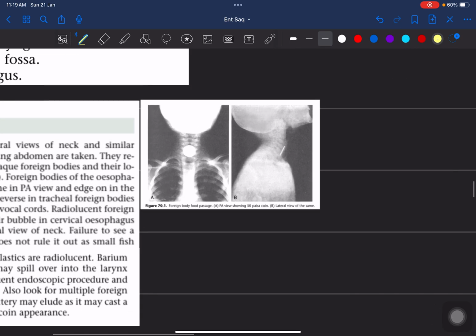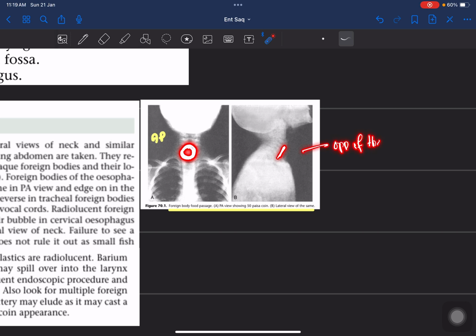If it is placed in esophagus, as you can see right here, in food pipe, food passage, what we can see in AP view is a circular pattern, right? And in lateral view, we can see slit like. And the opposite goes if there is foreign body lodgement in trachea, right? So this is the condition in which the foreign body is lodged into esophagus. And if it is lodged into trachea, then the opposite will happen. That means in AP view we will see slit like, and in lateral view we will see circular pattern.